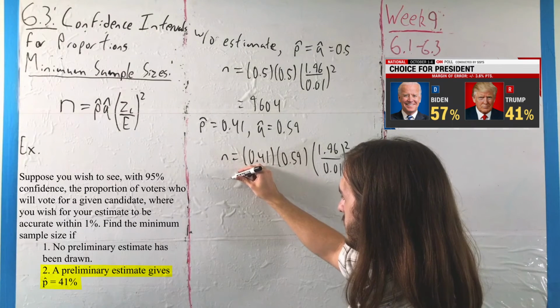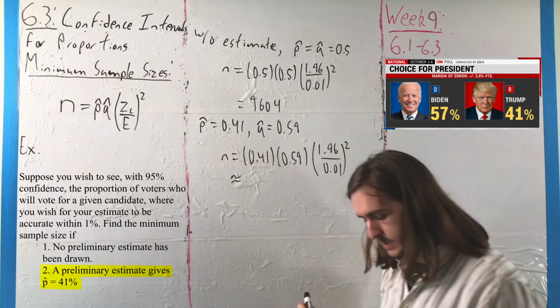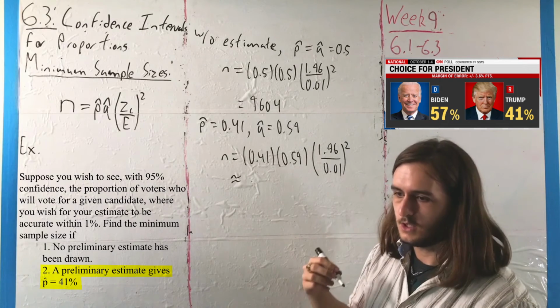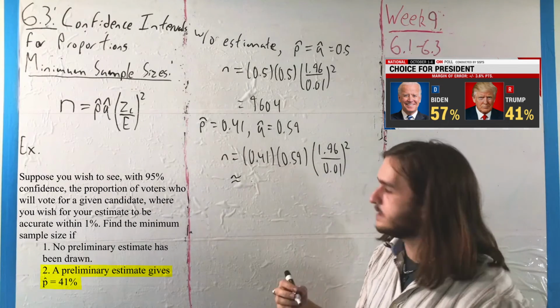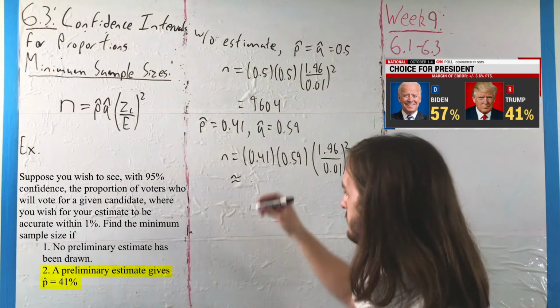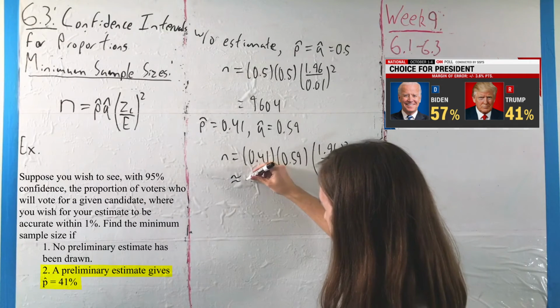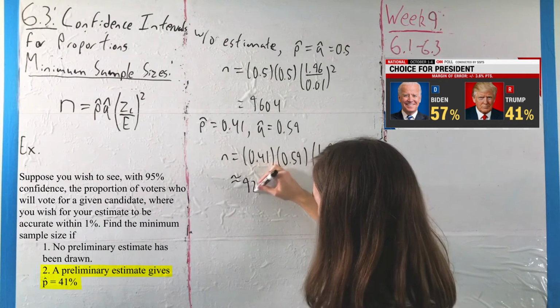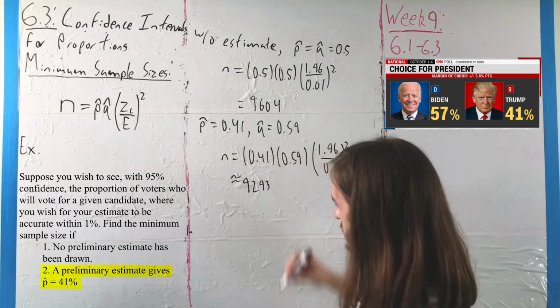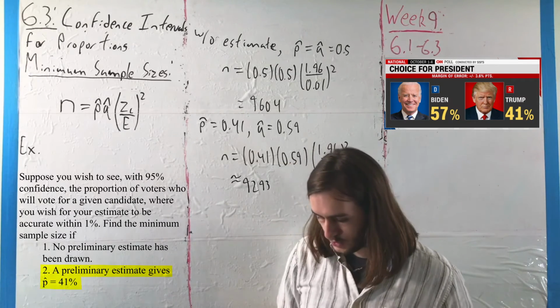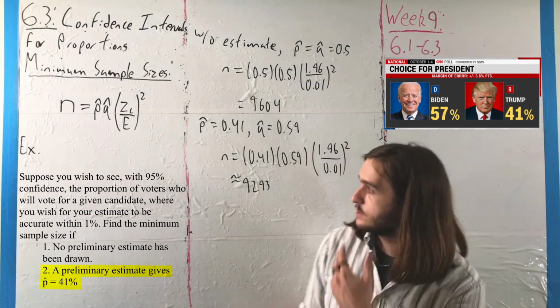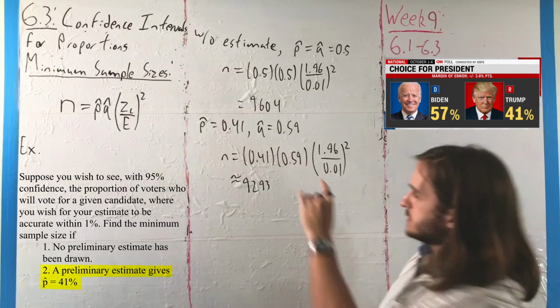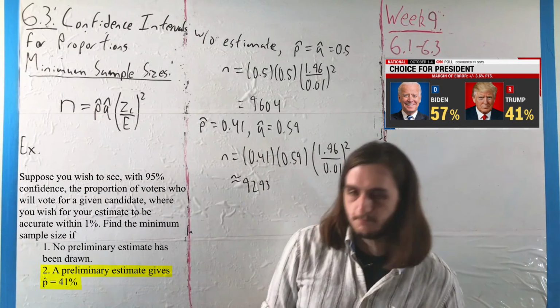Run that, and we will get that our value comes out as about 9,292.8, which, because these are people, we're going to round up to 9,293 voters in order to get the amount we want, assuming this split.